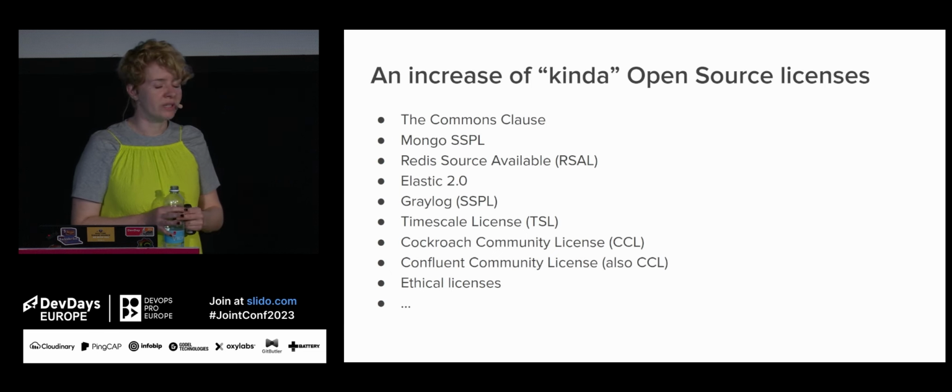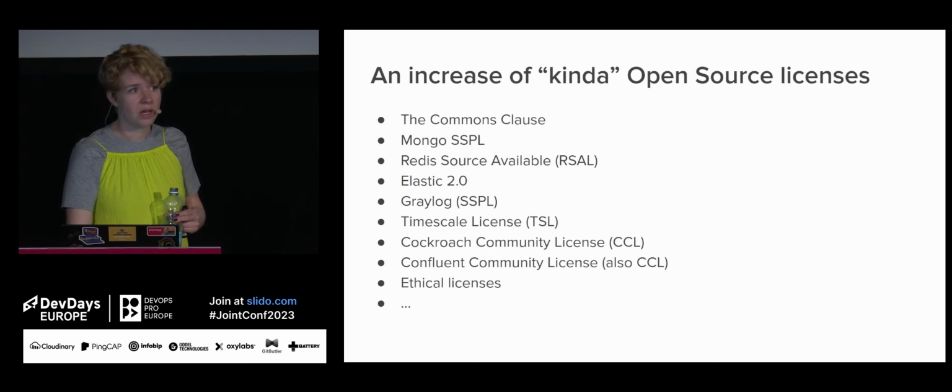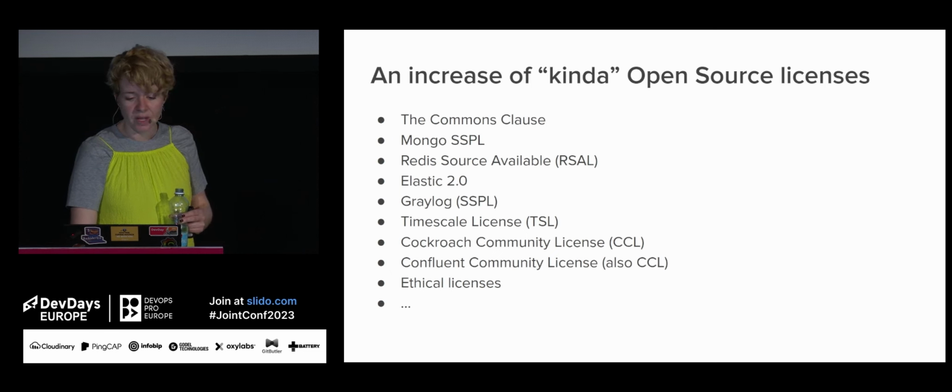AWS then released DocumentDB sometime later, and then the MongoDB community was divided over this license change. We have Redis source available for certain Redis modules created by Redis, while core Redis stays under the BSD3, if you know that one too.